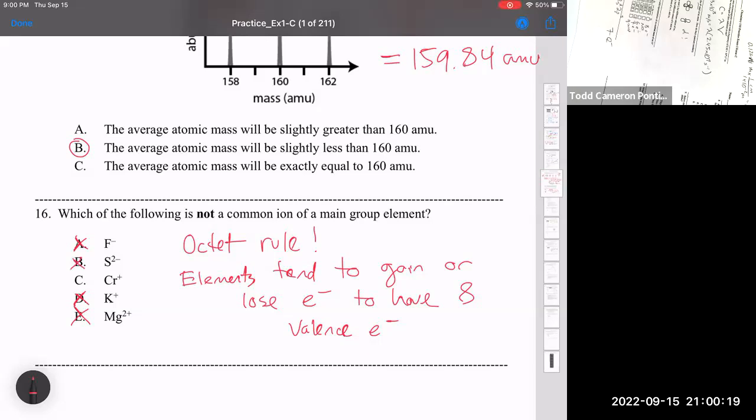The only one that does not work here is chromium. Chromium is a little bit finicky. Transition metals are slightly funky with what they do, but chromium has 6 valence electrons. It's got 2 from the 4s, and then the 3d is 1, 2, 3, 4. It would not tend to lose just one electron. That would not give it an octet.